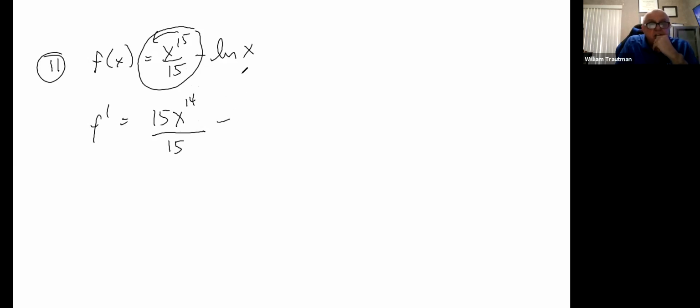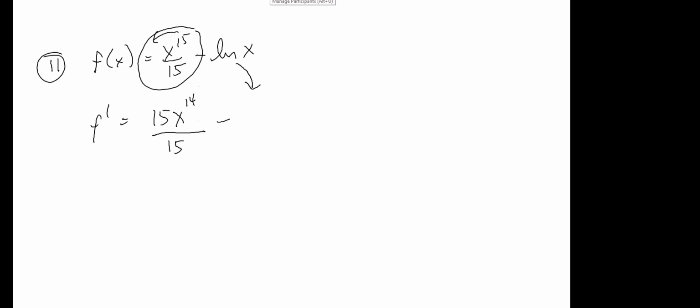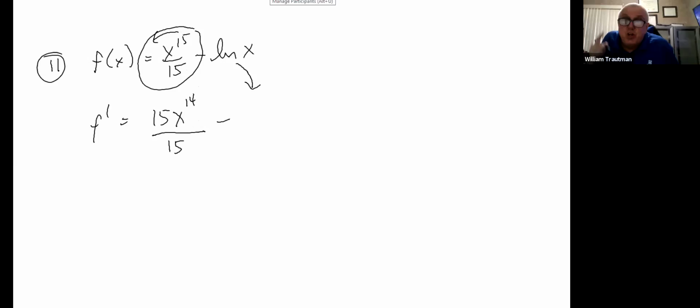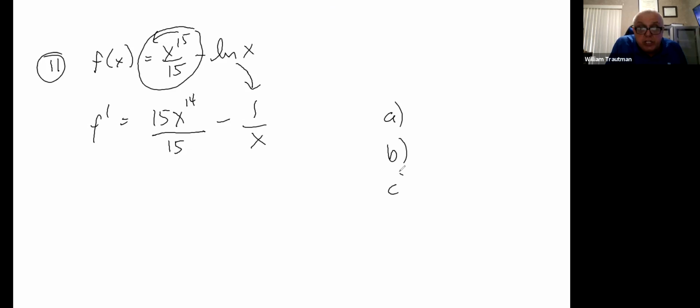The derivative of ln x. I don't know about that. Anybody know what that derivative is? Isn't it 1 over x? Yes. For those of you who don't know, break out your formula sheet. The derivative of ln x is 1 over x. Okay? So I'm going to give you a couple of scenarios. This could be a really good multiple choice question.